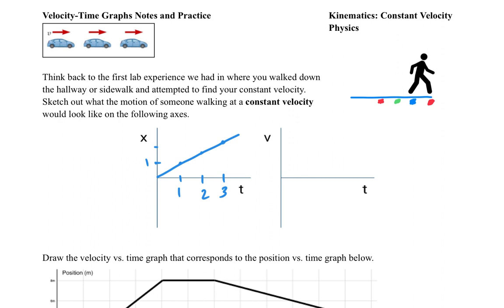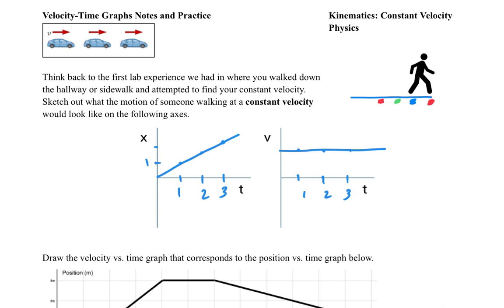Now let's talk about what that's going to look like in the velocity versus time graph. We know that at all times, 1 second, 2 seconds, 3 seconds, their velocity is always 1 meter per second. So if we were just to put data points, it would look like this. So our line then would look like that. So now this horizontal line represents a constant velocity.